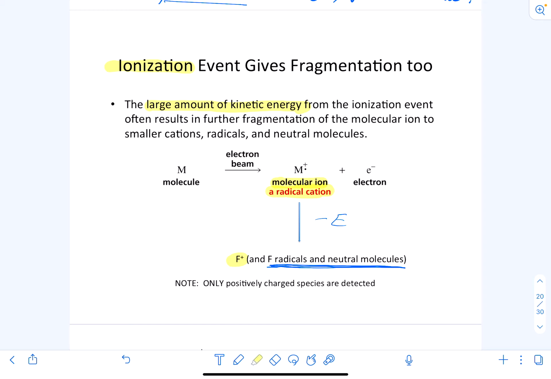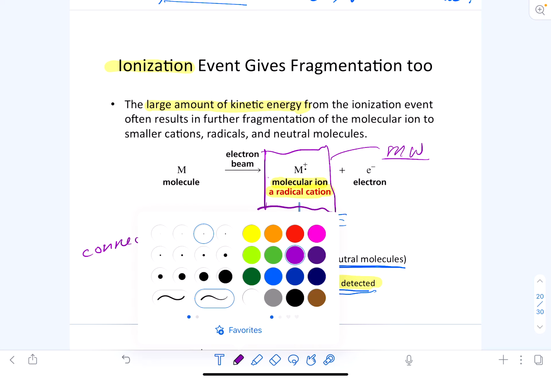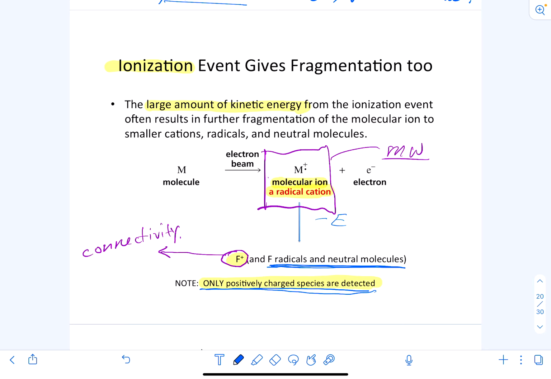But the thing to remember is that what we're measuring here are charged species. So really the only thing we can detect in this experiment are the pieces that are positively charged. And so what we will get out of this is the molecular ion, which is the part that we really care about. That tells us, again, molecular weight. But we will also be able to see peaks corresponding to those fragments, which will tell us a little bit about connectivity, if we can piece together what those smaller fragments are coming from. Okay, so that's the series of events that we're going to be looking at in this experiment.